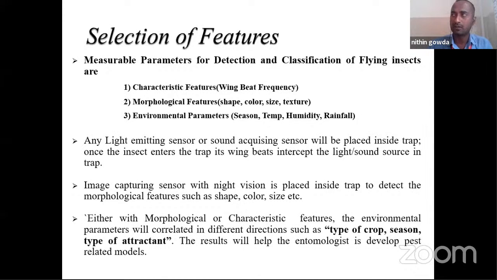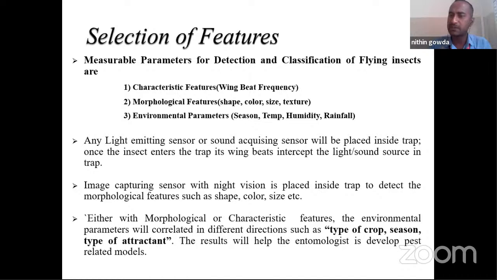The next one is the widely used method, that is morphological features. Morphological feature means, for example, I have captured an image of an insect. Based on the texture, shape, color, and size, I'm going to come to a conclusion. I'm going to classify it by using a wide variety of image processing techniques, and classify whether a particular insect is a pollinator or a harmful pest.